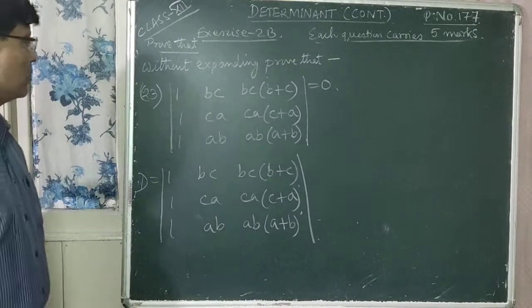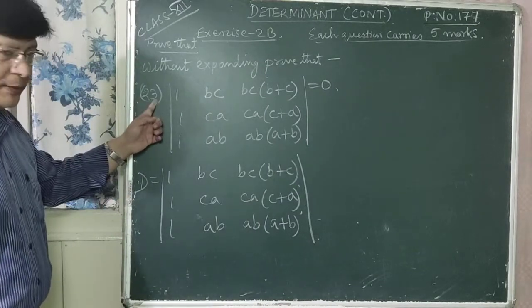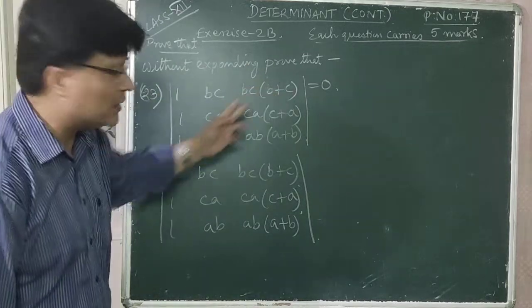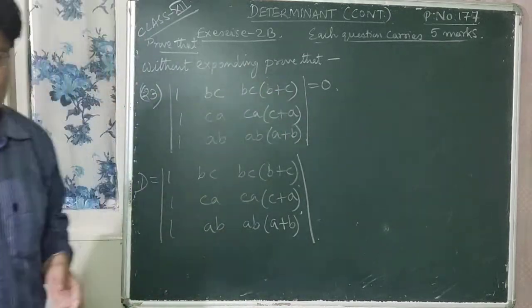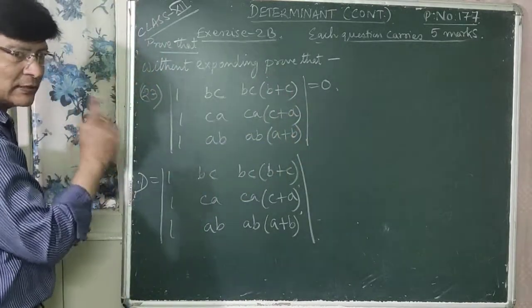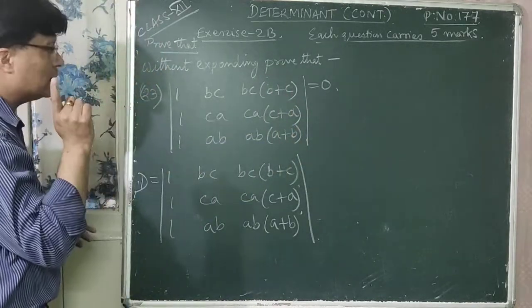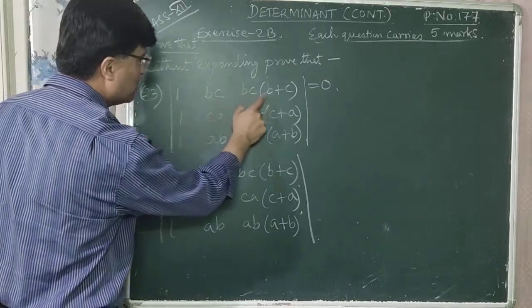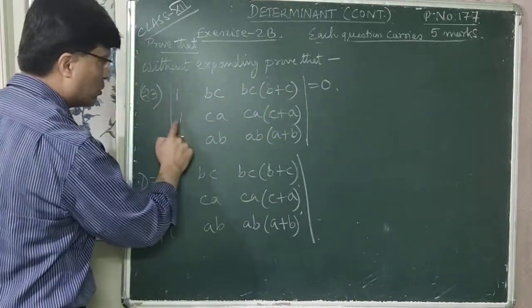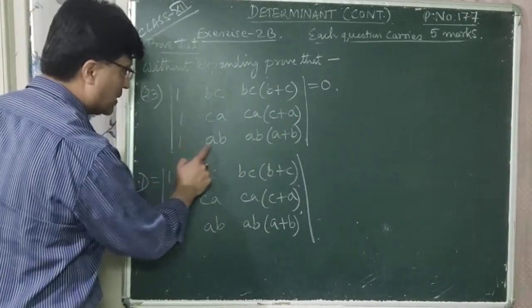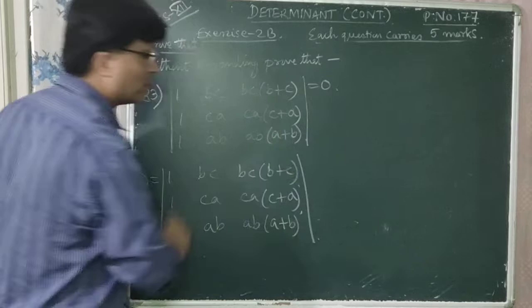So now we will do question number 23. Here also, without expanding, you have to prove this LHS is equal to 0. Here the third order determinant is given as: first row 1, BC, B plus C. Second row 1, CA, C plus A. What is the third row? 1, AB, A plus B.